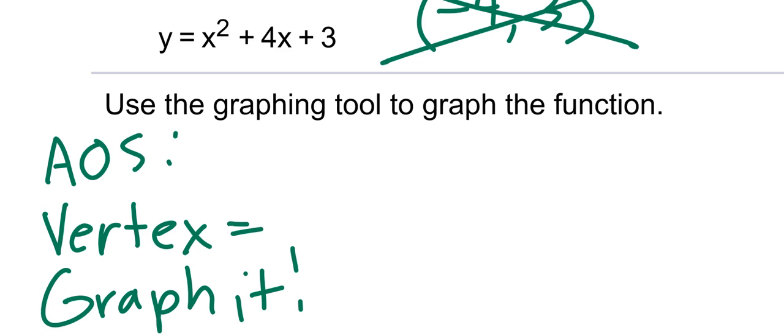You got A, you got B, you got C. 1, 4, 3. I really only need the 1 and 4, at least for now, for the first part anyway. Find the axis of symmetry.